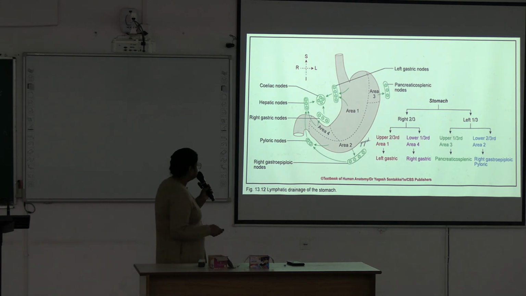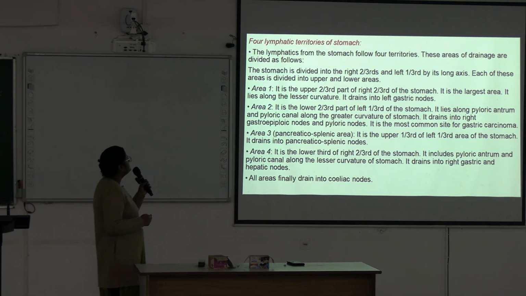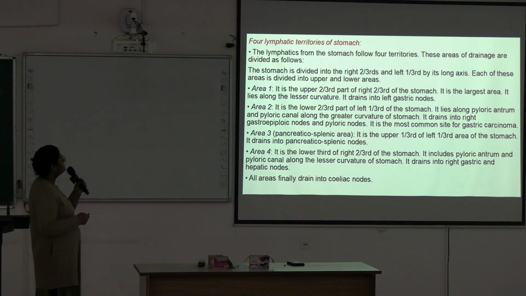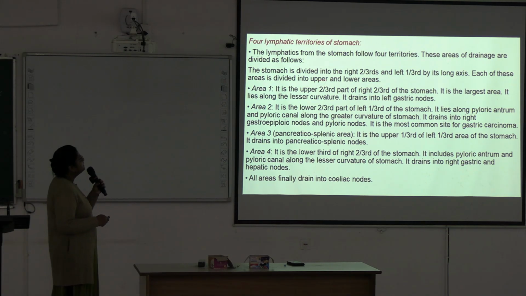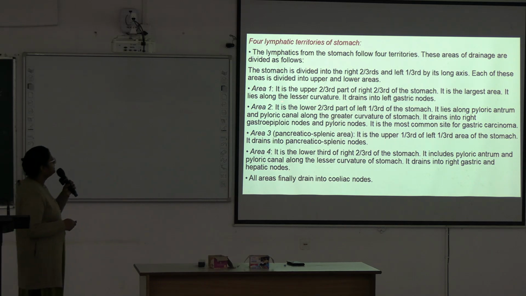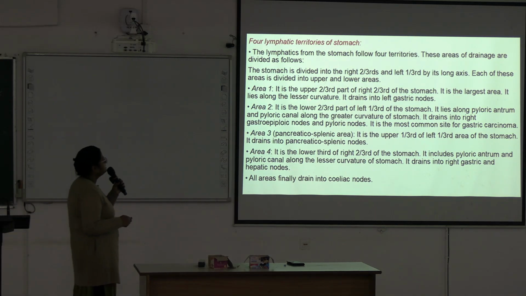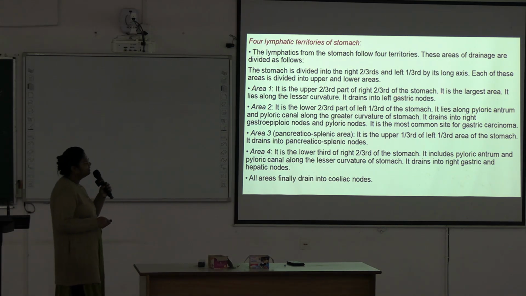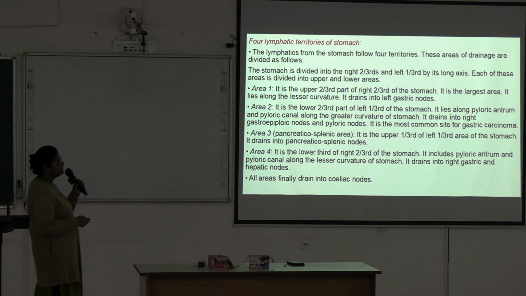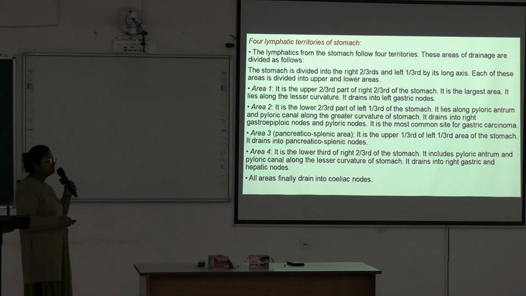Okay, next. So the lymphatics from the stomach follow four territories. The areas of drainage are divided as follows. It is divided into right two third and left one third by its long axis, and each of these areas is divided into upper and lower areas. Area 1 is the upper two third of the right two third of the stomach, and it is the largest area, lies along the lesser curvature, and drains into left gastric nodes.